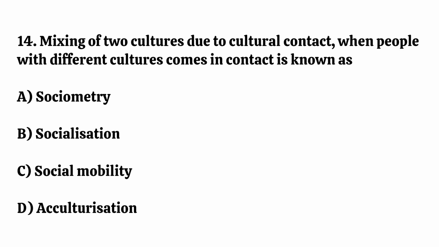Next, the mixing of two cultures due to cultural contact, when people with different cultures come in contact, is known as A. Sociometry, B. Socialization, C. Social mobility, D. Acculturation. Answer option D. Acculturation.